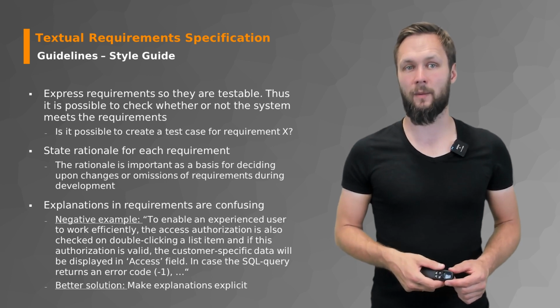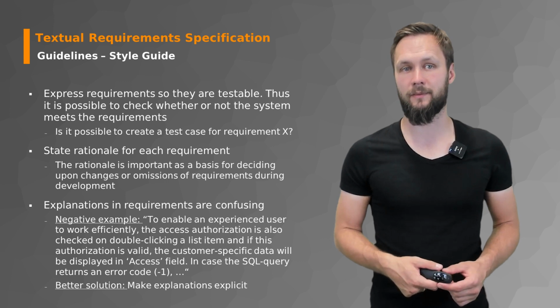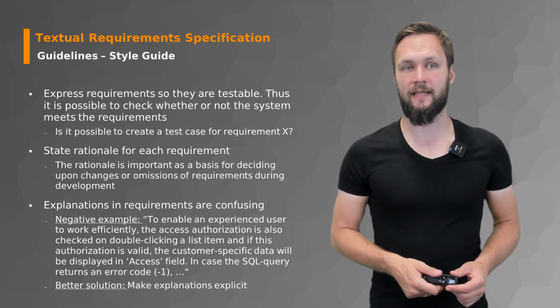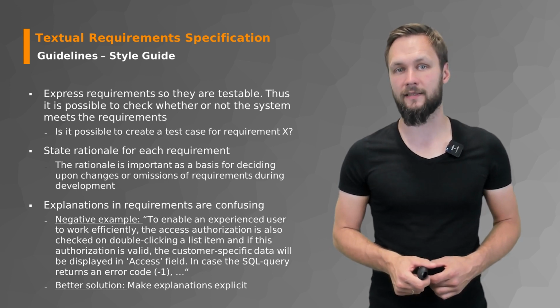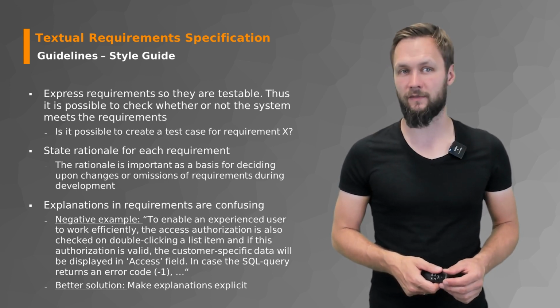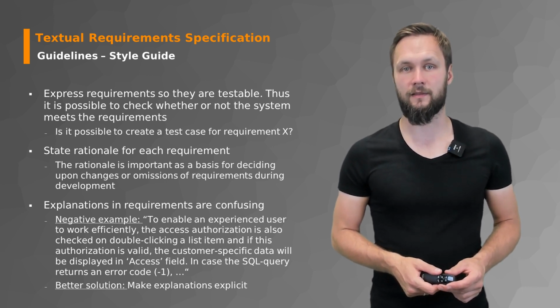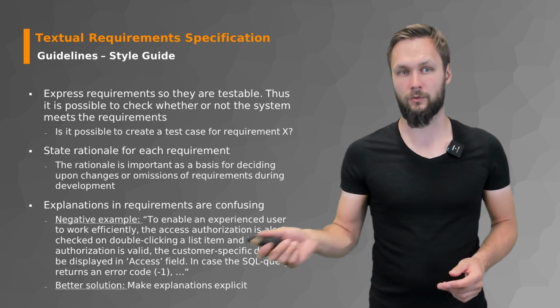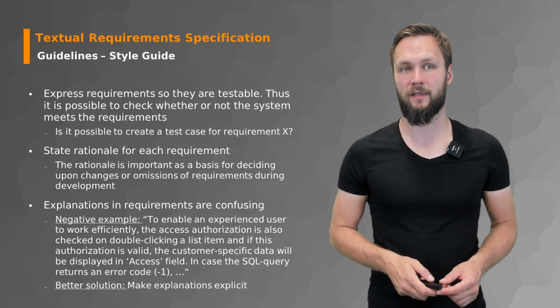Explanations in requirements are confusing. So there's a bad example and a good example. "To enable an experienced user to work efficiently, the access authorization is also checked on double-clicking a list item, and if this authorization is valid, the customer-specific data will be displayed in access field. In case the SQL query returns an error code -1." Better solution: make those explanations explicit.